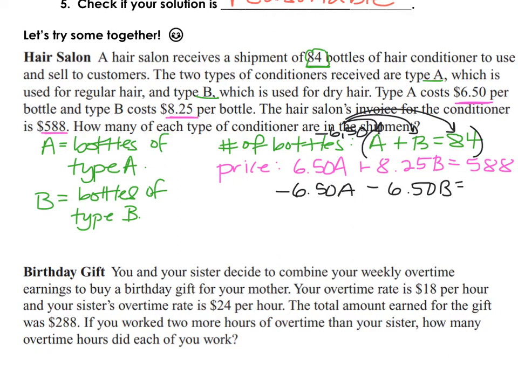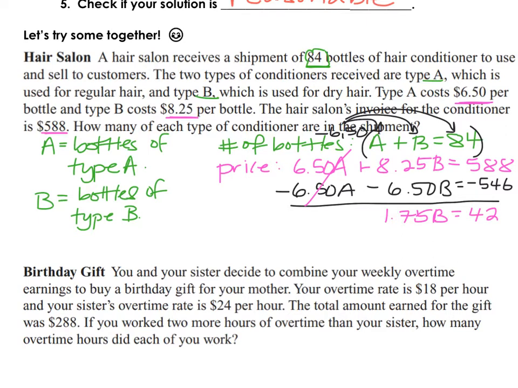And on the right, if I take negative 6.50 times 84, I get a total of negative 546. Adding the columns together, column A cancels out. In the B column, I have 8.25 minus 6.5. That gives me positive 1.75. On the right, 588 minus 546 is positive 42.